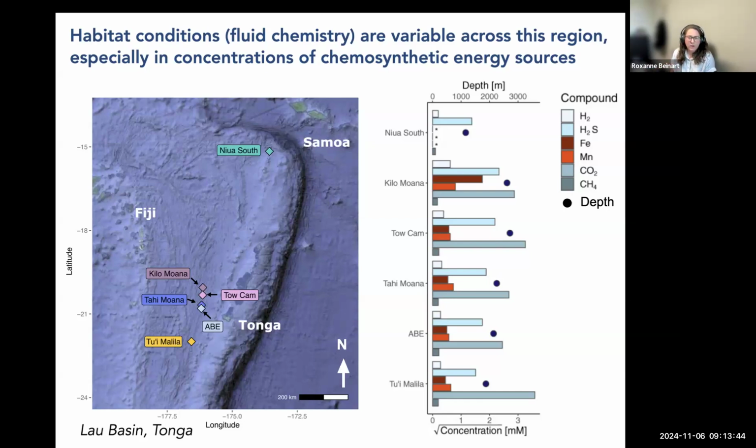But along the bottom there, the sites that are clustered together, that's the Eastern Lau Spreading Center, Valu Fa Ridge vents, and those show a very strong north to south gradient in the concentrations of chemical reductants in the venting fluid, whereas in the north we have higher concentrations of hydrogen and hydrogen sulfide than we do in the southernmost sites. And so this provides a natural laboratory for looking at how symbionts vary and adapt to these different geochemical conditions within one region.